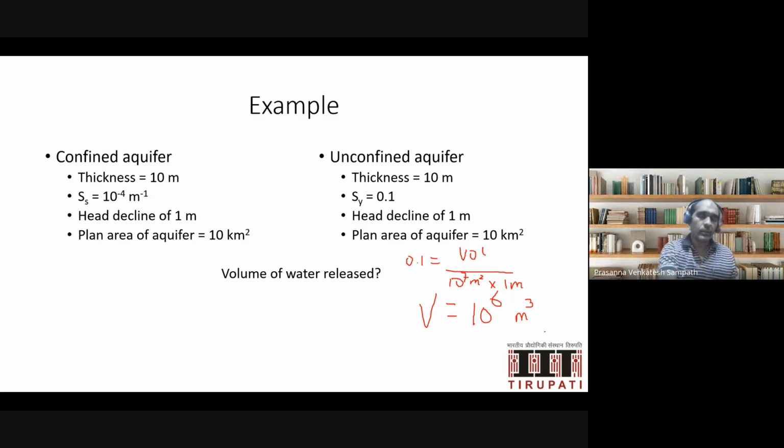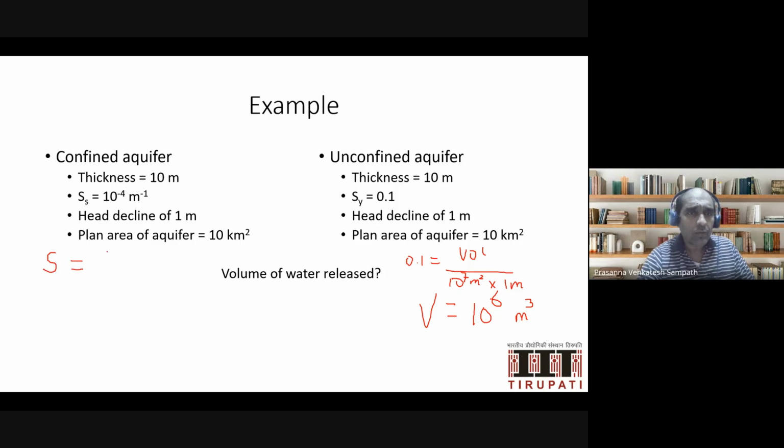Keep that aside. Now let's look at the second problem. I have a confined aquifer with a specific storage of 10 power minus 4 meter inverse. The thickness of the aquifer is given as 10 meters. The head decline is 1 meter, same as before. The plan area of the aquifer is 10 kilometers square, same as before. So what is the storage coefficient S?